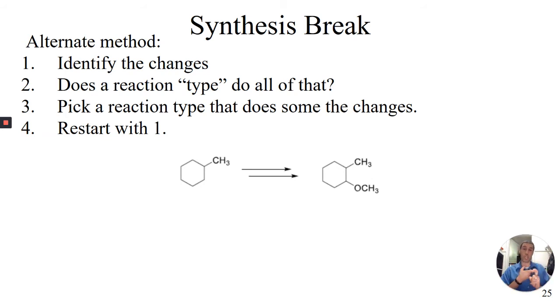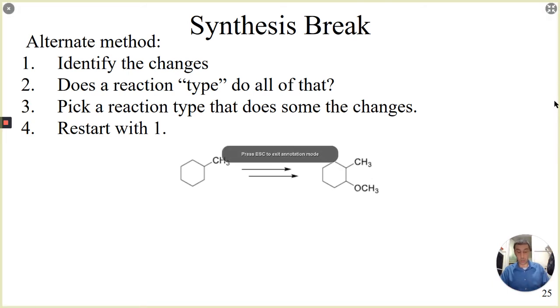Focus on what the changes are, okay? And does a reaction type do all of that? Okay. I'm going to assume you spent some time looking at this. If we go through and start, we really only have one big change, or really two changes. We've got a loss of a hydrogen so that we could add an OCH3. That would suggest substitution because that's all you're doing, but our substitution reactions require a leaving group, and hydrogen isn't a good leaving group, okay? So we're going to have to throw something else in there.